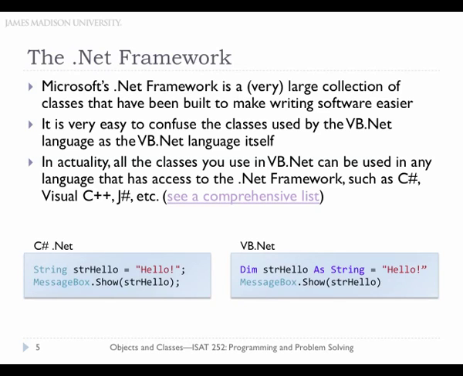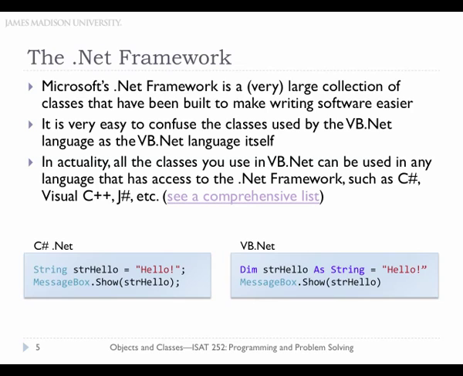So here's an example of two blocks of code that are functionally equivalent. One is written in C# and one is written in VB. On the left, we see the syntax used in C# to declare a string variable. We call this string hello, and we give it the initial value "Hello!" with an exclamation point, and then we display that in a message box. On the right hand side, you see a block of Visual Basic code. Again, we declare a variable strHello as string data type, and we give it the initial value "Hello!" with an exclamation point, and then we display that message in a message box.